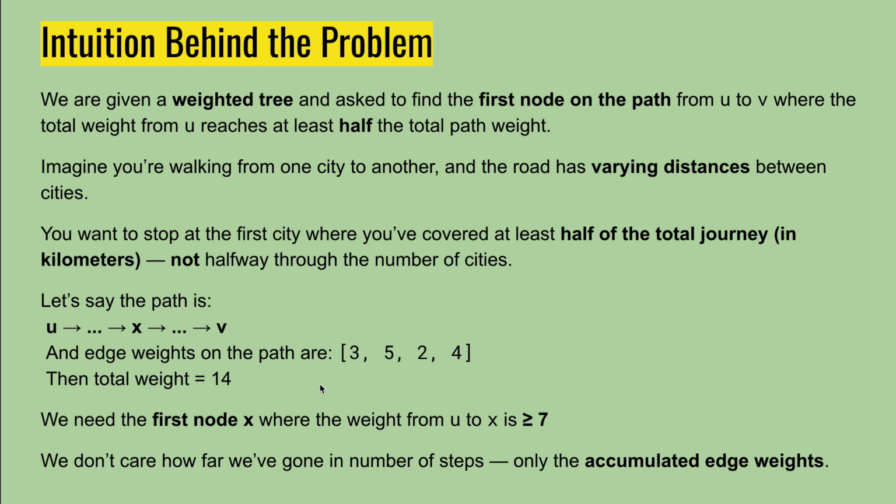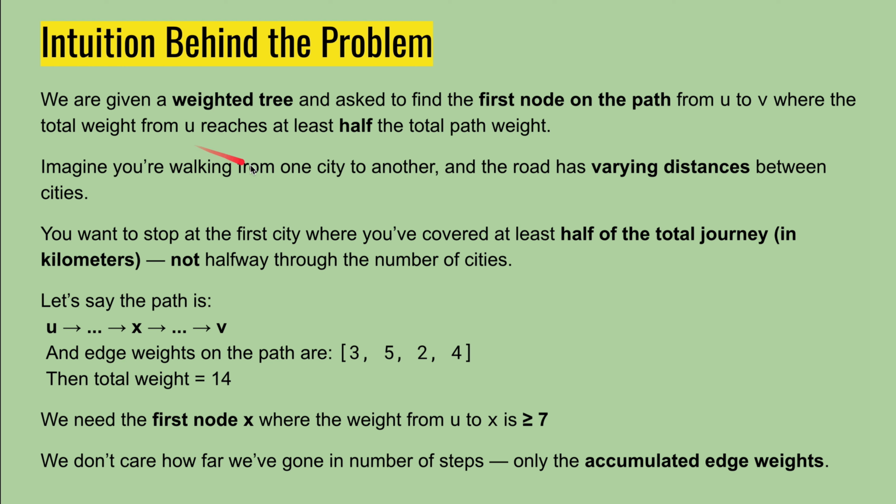We are given a weighted tree and we have been asked to find the first node on the path from u to v where the total weight from u reaches at least half of the total weight. It is, we can say, the middle.